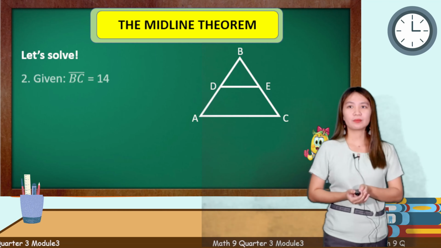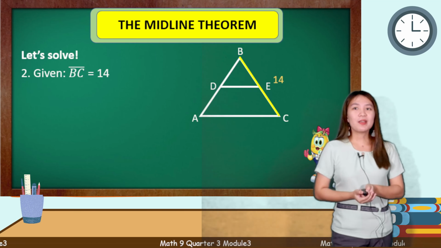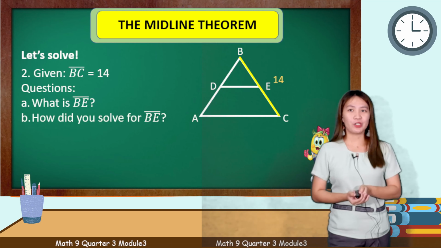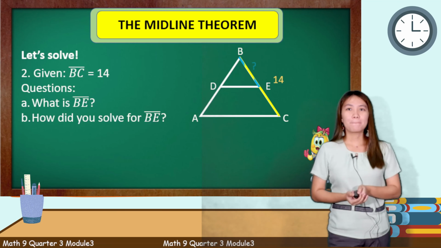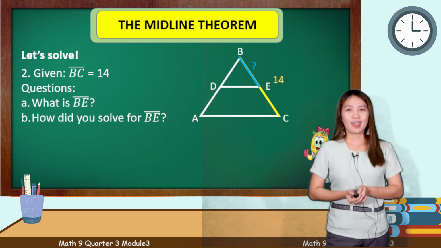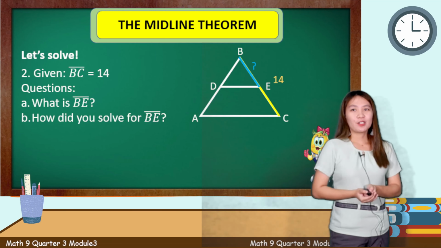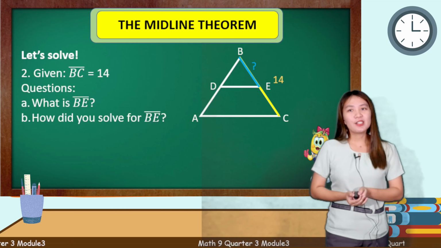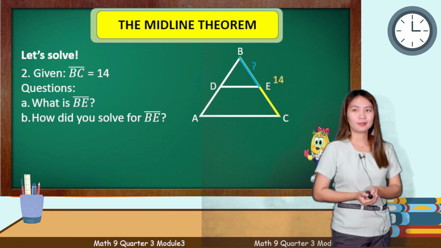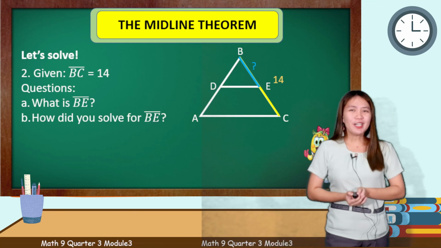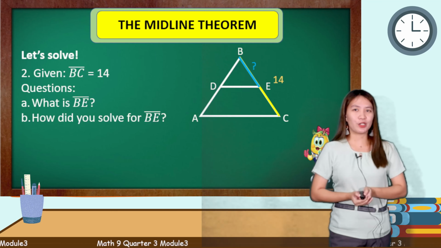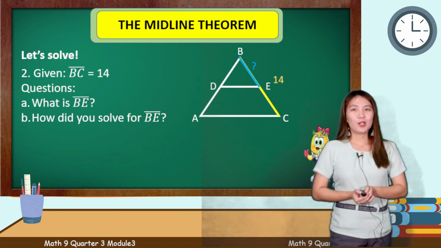Next, given segment BC is equal to 13, you need to find the measure of segment BE and show us your solution. Again, feel free to answer this question and you can type your answers in the comment box. So by merely looking at the figure again, can you guess or can you give the answer? Can you give us the measure of segment BE?